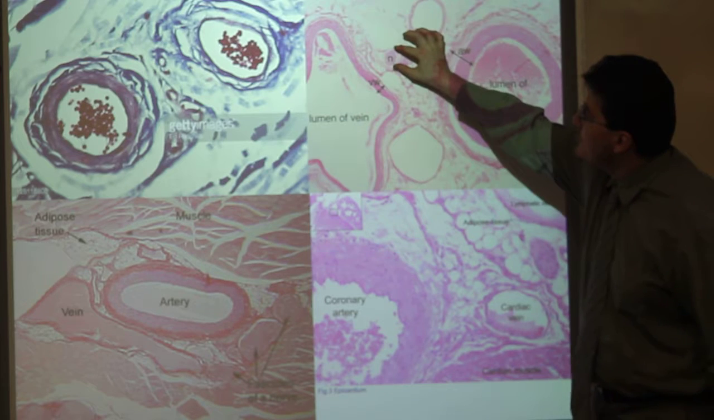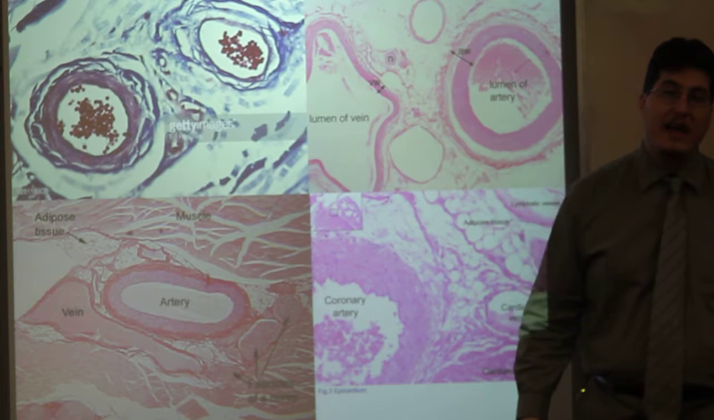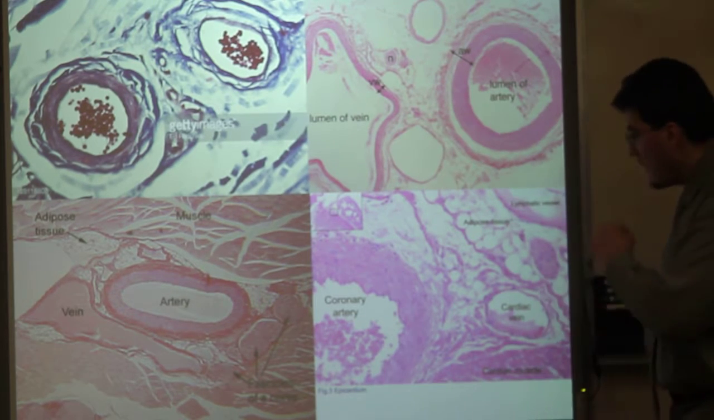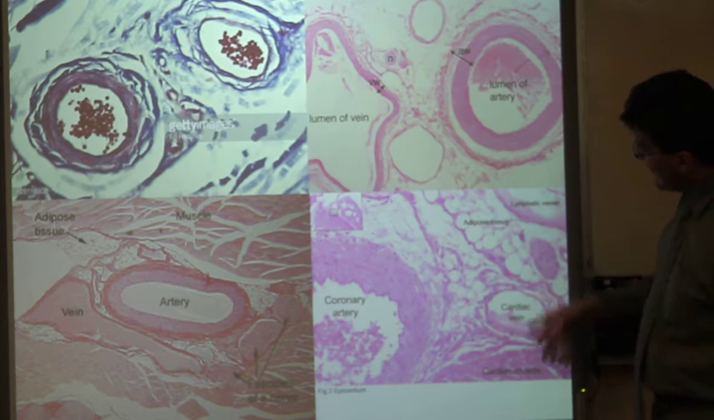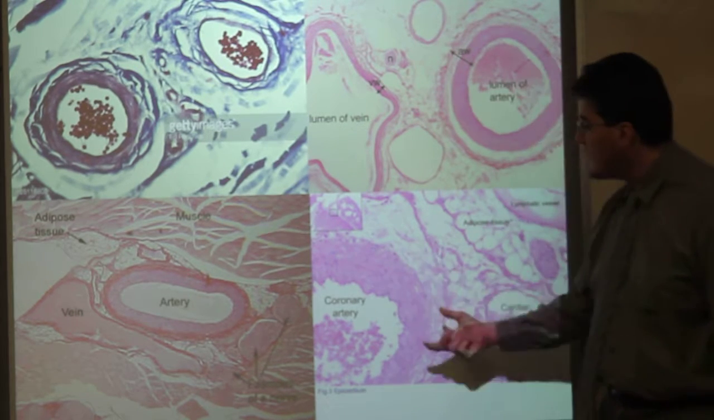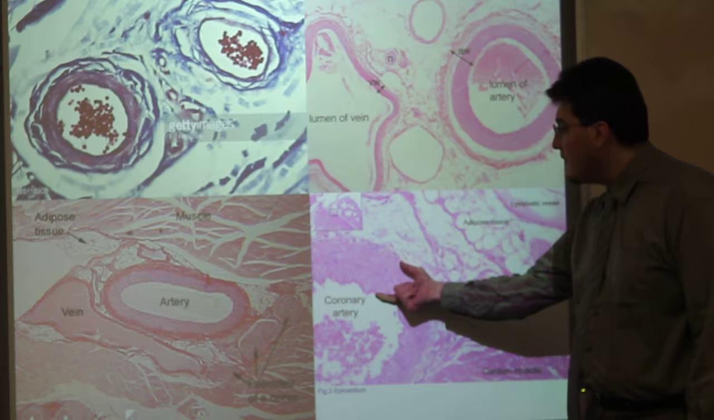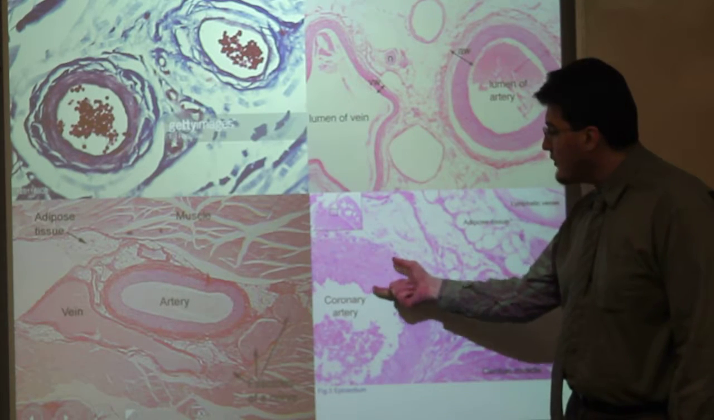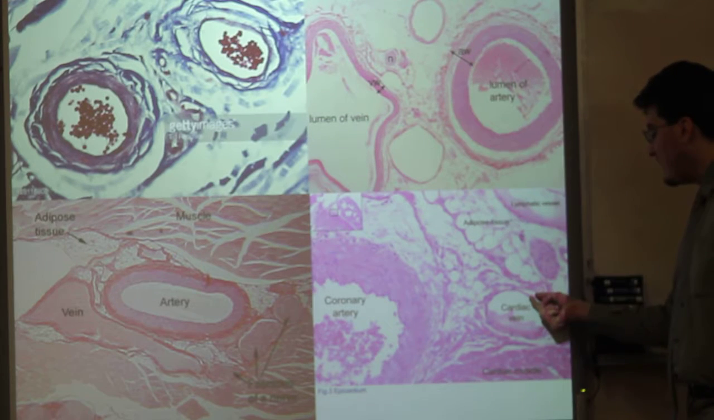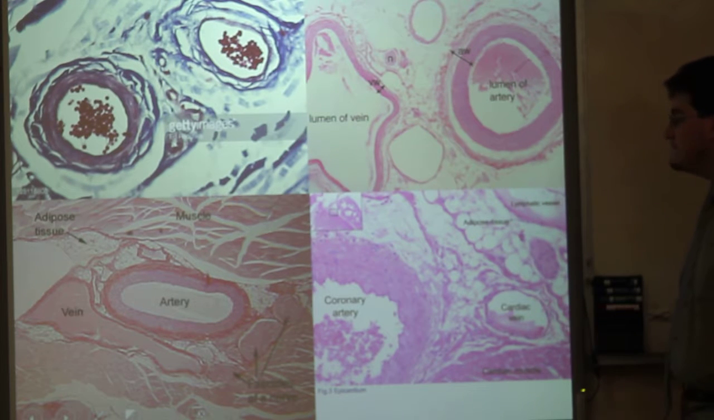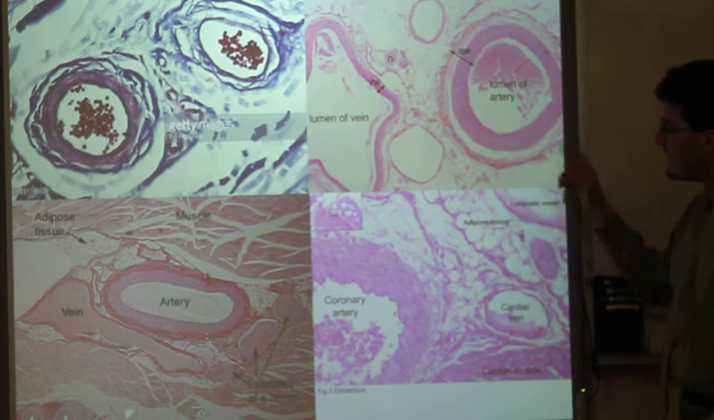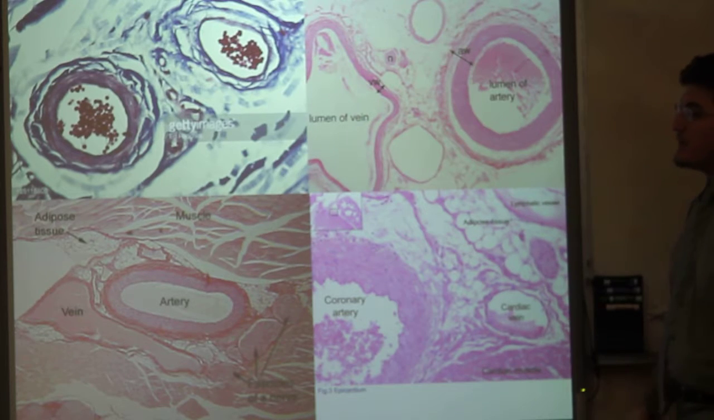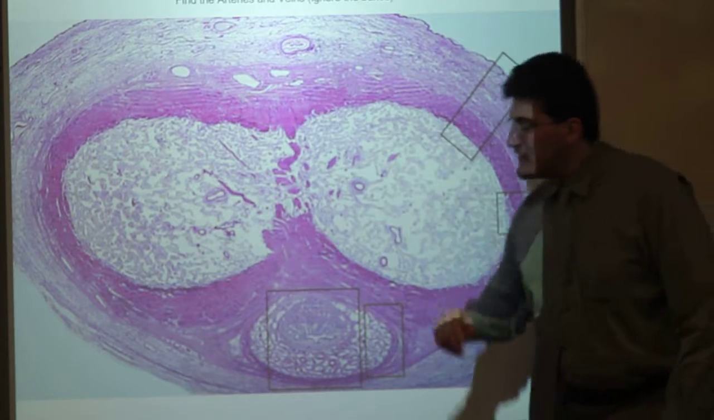By the way, that's a nerve right in there, because arteries, nerves, and veins tend to run together. Right here we'll have a cardiac vein, and we'll have a coronary artery right over here. That's the thicker wall, the muscular layer of an artery. And this will be the thin muscular layer of a vein. Lymphatic vessels will also be running by. We'll discuss those soon.